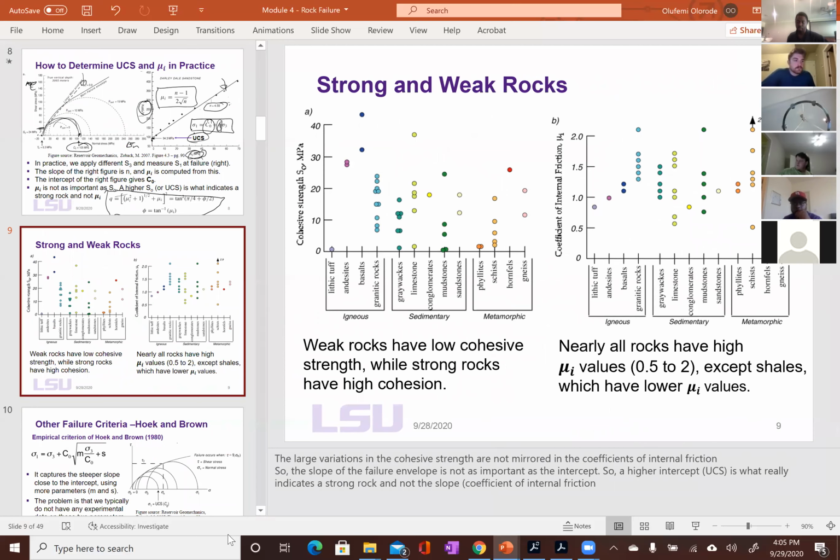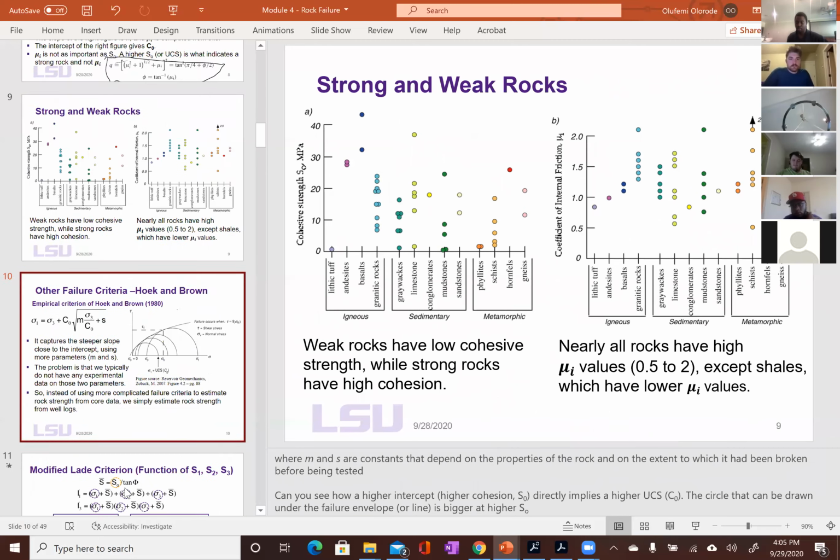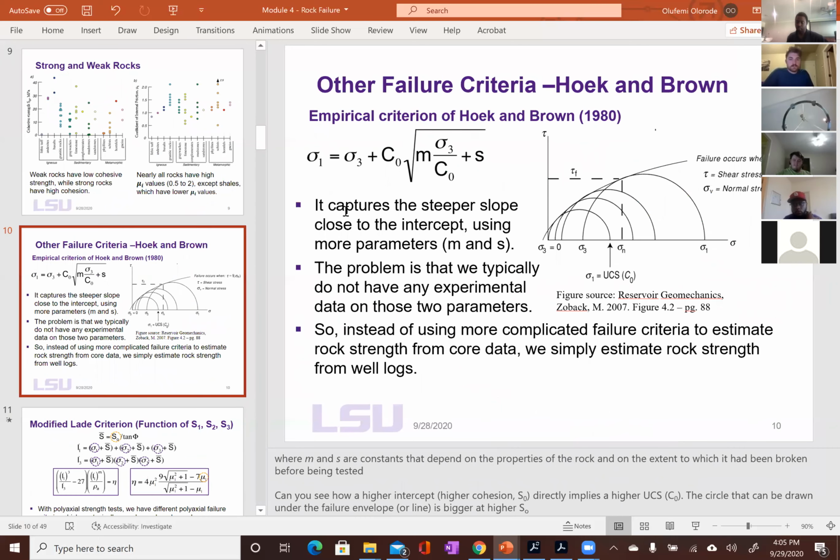Yeah, this was well covered, nothing special, just showing data and making conclusions based on the data. Hoek and Brown, you can describe a curve like this, but it uses two parameters, which you're going to get experimentally, meaning you have to do triaxial tests on core samples.